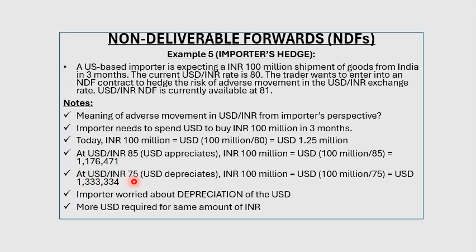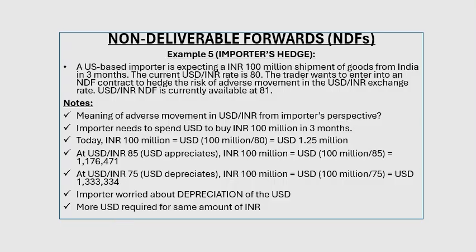If USD INR moves to 75, that is the USD depreciates, you will need to spend USD 100 million divided by 75, which is USD 1,333,334, which is basically more than the USD 1.25 million at the rate of 80. So the importer is actually worried about depreciation of the USD. If the USD depreciates, he will have to shell out more USD to purchase the same amount of INR.